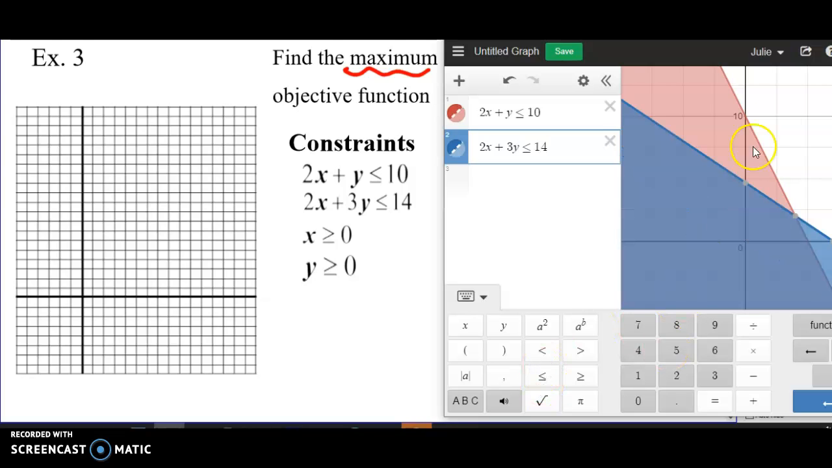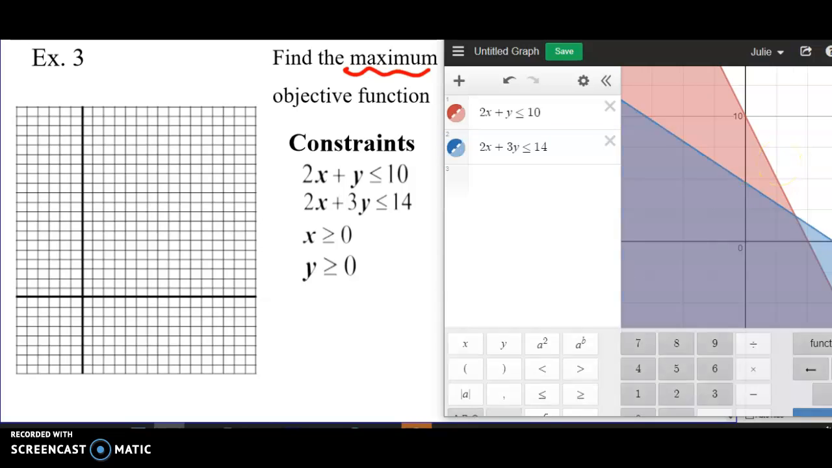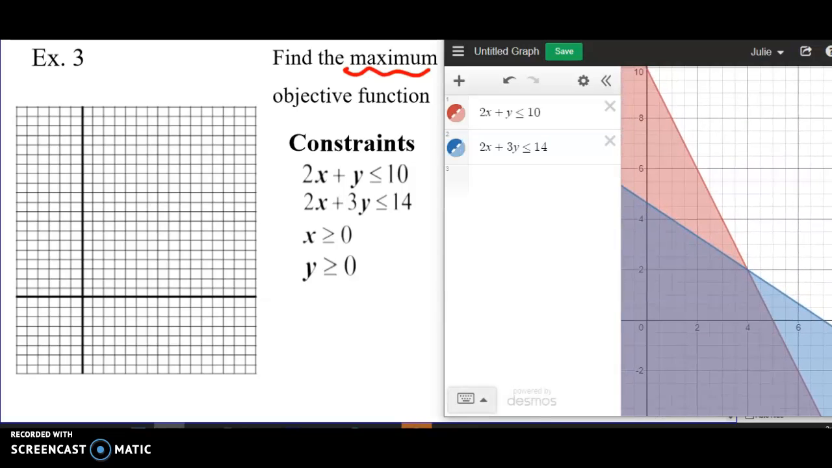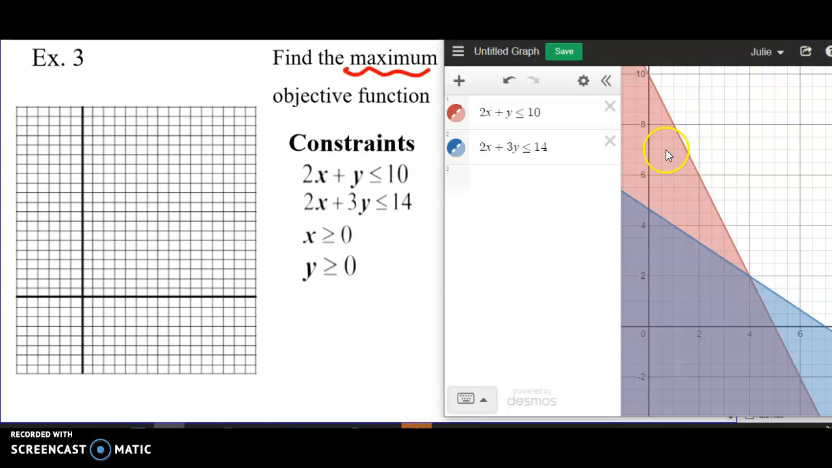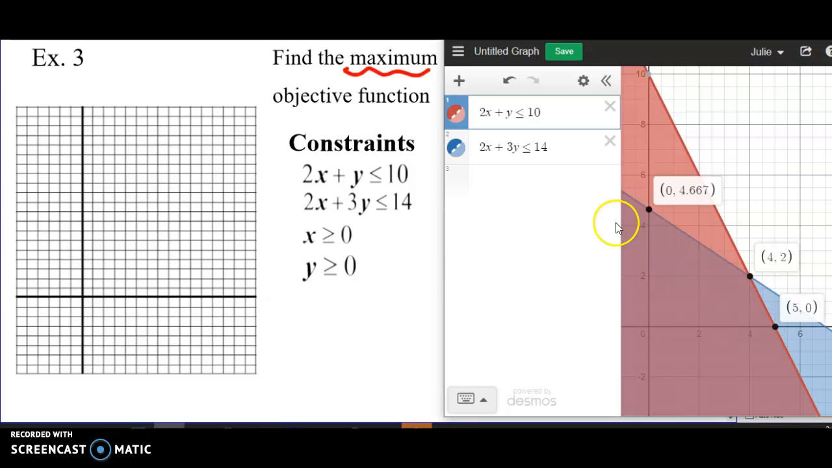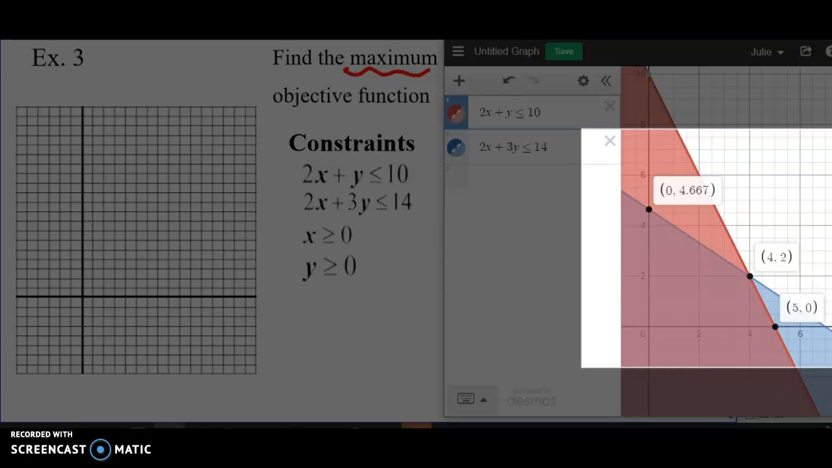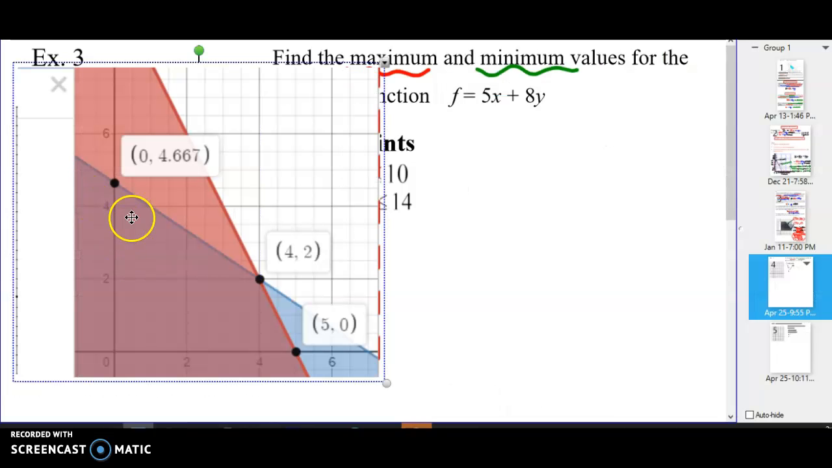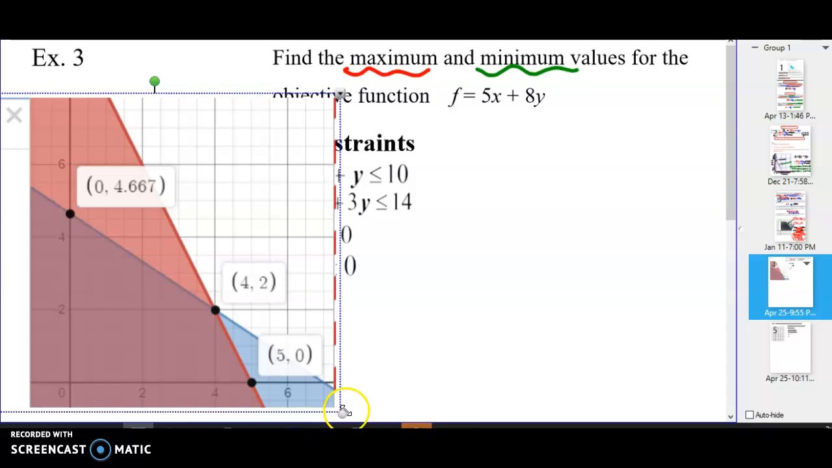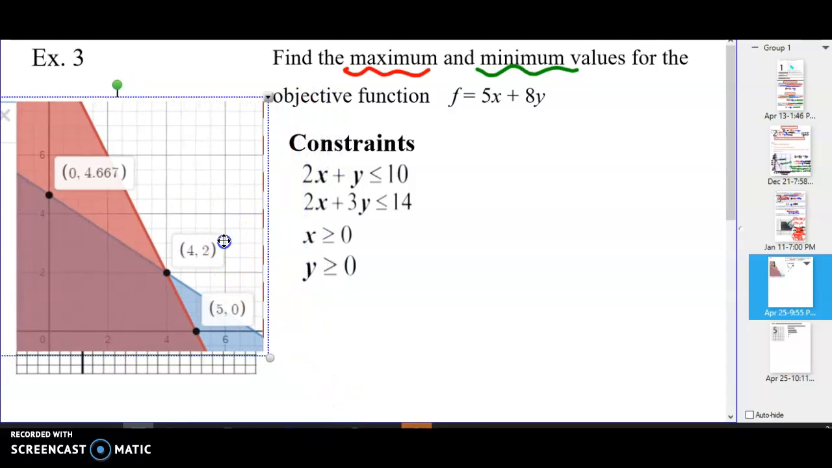Now, I know that I just want what's in this quadrant, so I'm going to see if I can make that bigger. Just pull it over. There we go. And so now I've got some points. I've got a point right here at 0, 4.667. This point is at 4, 2, and then down here, this is going to be an important one as well. So I'm going to screenshot that now that I have it and pull that in over here. I can make that a little smaller.